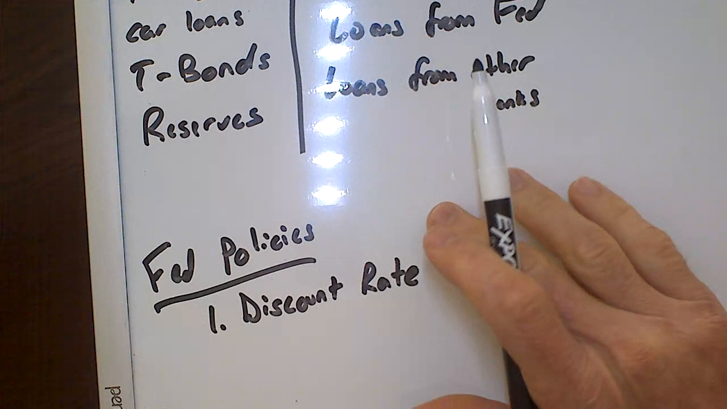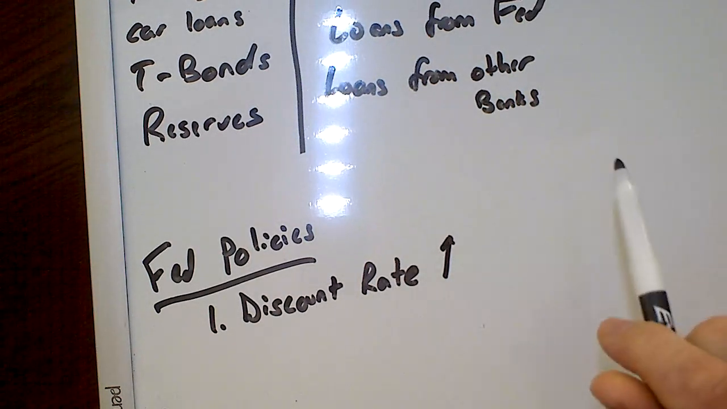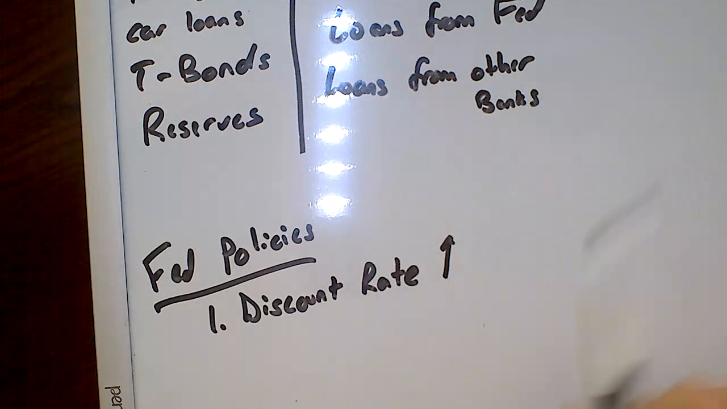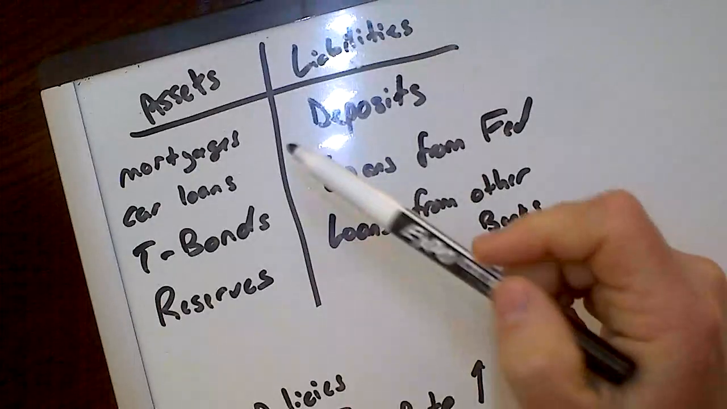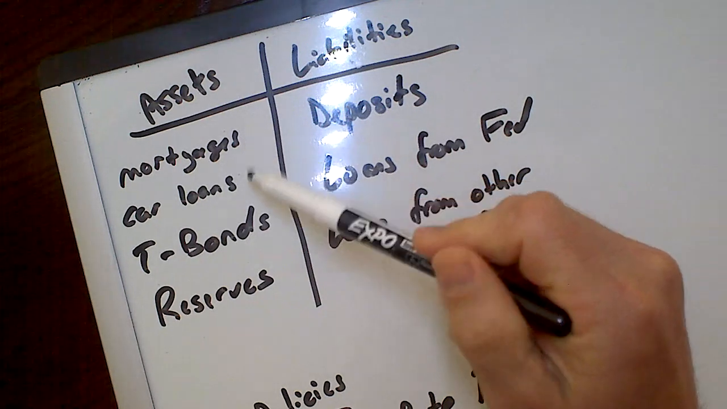Or the flip side would be if they increase the discount rate, that would discourage banks from borrowing money from the Fed. And if they do that, they should then be passing on higher interest rates to their customers, and so they would have less new lending in mortgages and car loans.